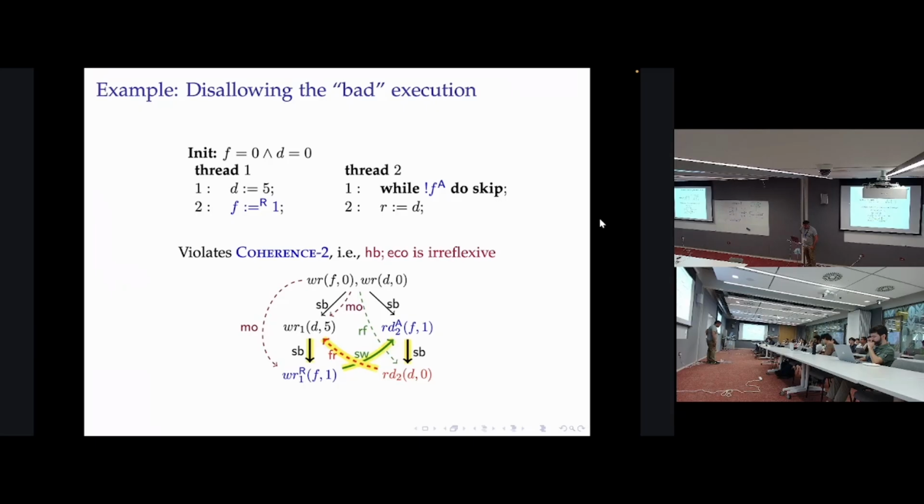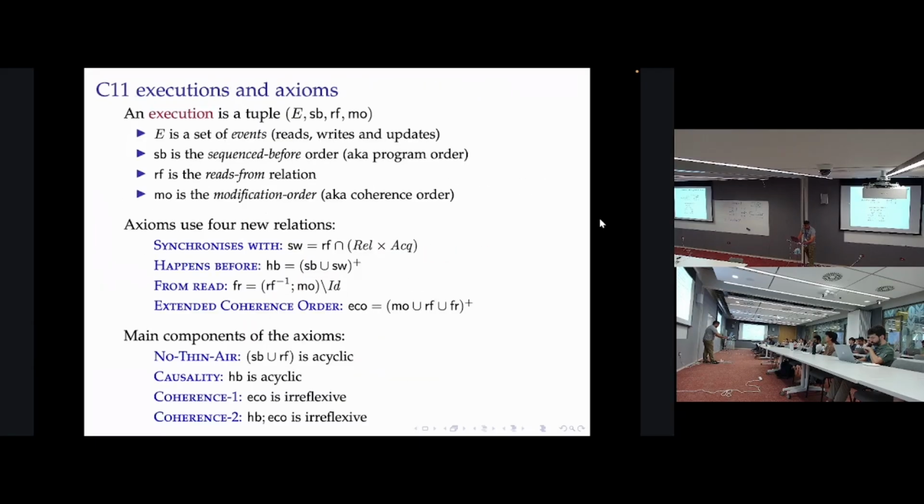Now if I cycle through all of my axioms, I won't go through all of the details, and I look at this coherence 2 axiom, what do I notice? I notice that I've got a cycle. Remember, I needed HB followed by ECO to be irreflexive. And remember that HB was SB union SW, right? So I have to go back a bit.